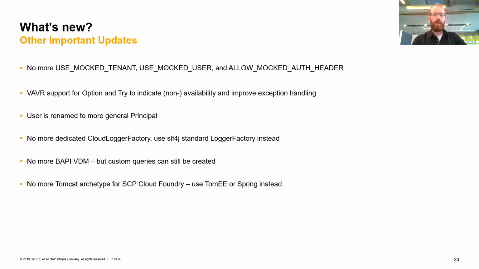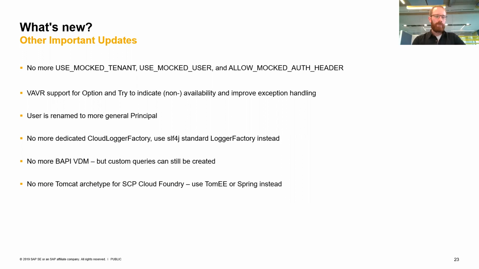Then, as mentioned before, Option and Try are now used all over the SDK to show whether a value might be null or not. So then it's wrapped in an Option, or to improve exception handling. There, in many places, we still have one version called getSomething, which throws an exception, and tryGetSomething, which then returns a Try object and will not throw an exception. The behavior under the hood is still the same. It's just how you want to handle the exceptions in the end.